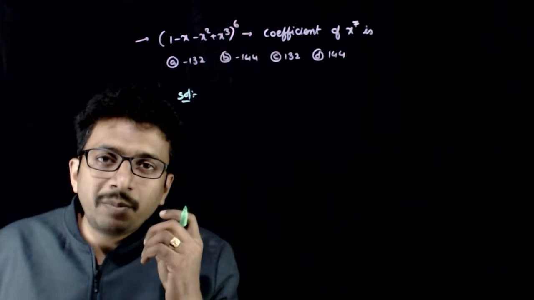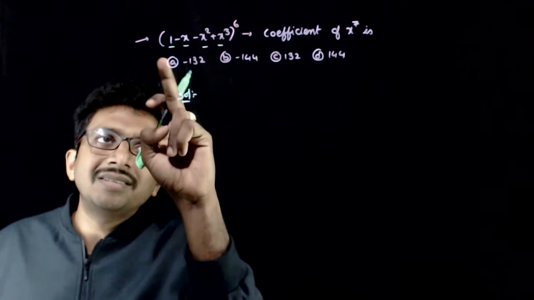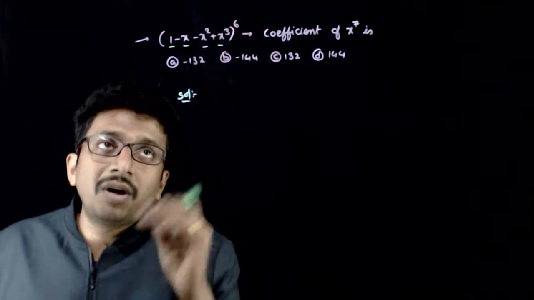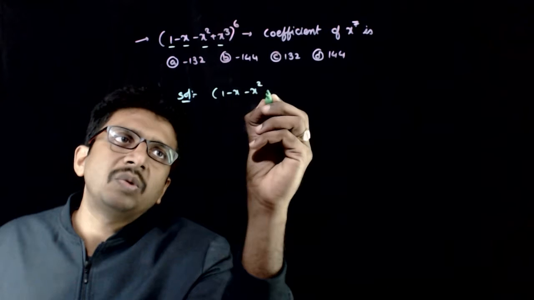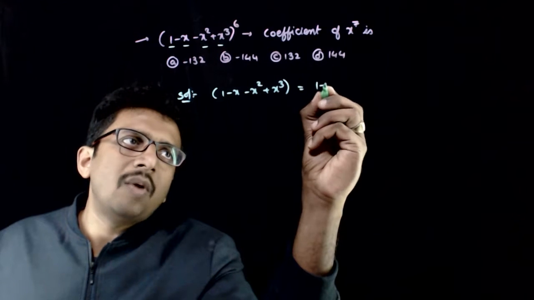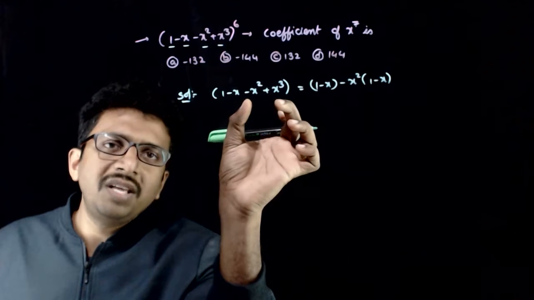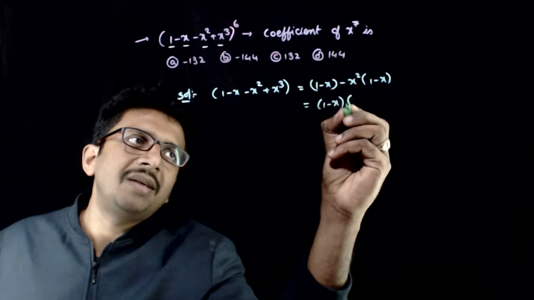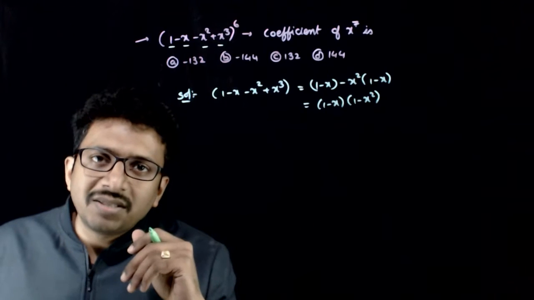So if I have to use the concept of binomial theorem, first I need to convert this into a binomial. As long as there are 4 terms, I cannot use the binomial expansion. So to convert this into binomial, I'll try to factorize this. So you have 1 minus x square plus x cube, which is 1 minus x square times 1 minus x, right? So from these two, if I take x square, you get 1 minus x again. That is equal to 1 minus x times 1 minus x square.